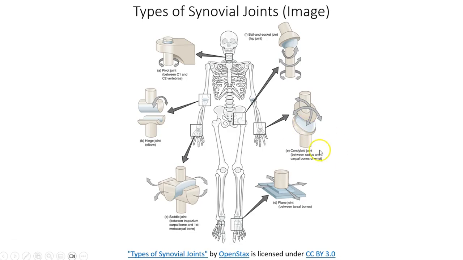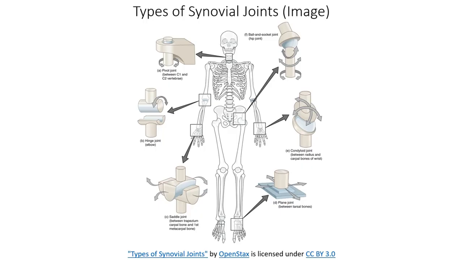We see this formed between the radius and carpal bones in the wrist. So this is also sometimes called an ellipsoid joint. So we have a shallow depression at the end of one bone and then kind of a rounded structure on the other bone of that particular joint. So again, forming between the radius and carpal bones is going to be an example of a condyloid joint.